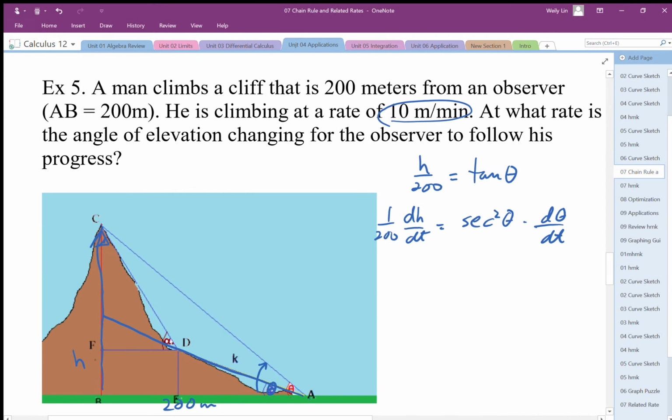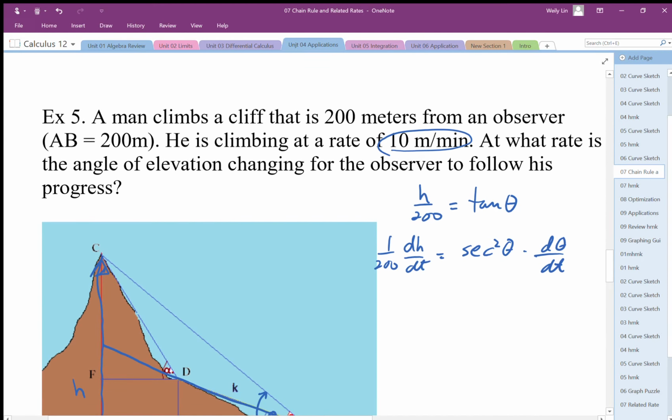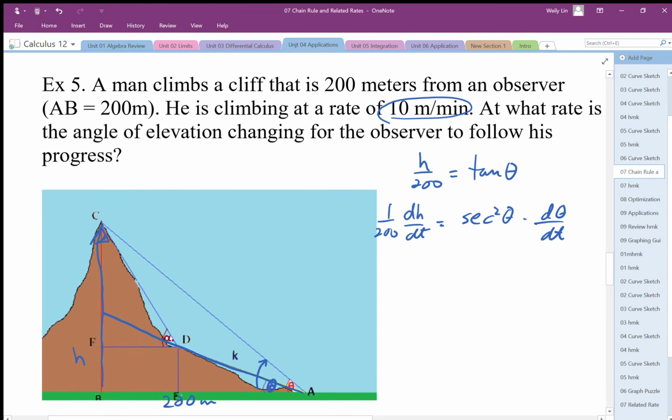So we are not actually given a height, I don't think. Yeah, so in this problem, we haven't been given any height. So we're just going to have to generalize this. So dh by dt is 10 meters per minute. This is going to be 1 over 200, and I'm going to divide by secant squared, which means I'm going to multiply by cosine squared. So cosine squared theta, that's going to be my d theta by dt.